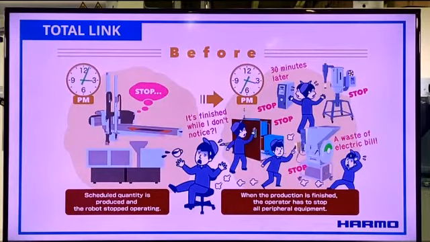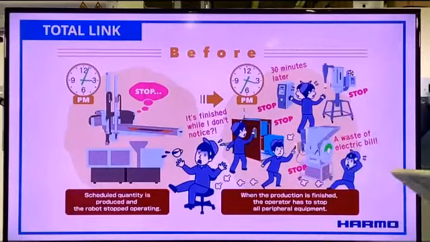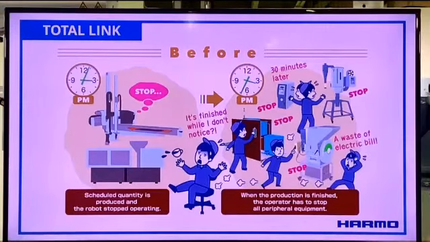At the end of the molding, the robot stops its operation after the scheduled quantity is produced. But the MTC and dryer keep working. If the operator doesn't stop the operations of equipment for 30 minutes, the electric bill for these 30 minutes is a waste of money. Moreover, the operator needs to go to the equipment to stop the operation. This is also a waste of time and energy.